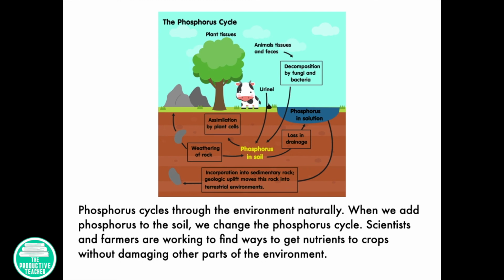Phosphorus cycles through the environment naturally. When we add phosphorus to the soil, we change the phosphorus cycle. Scientists and farmers are working to find ways to get nutrients to crops without damaging other parts of the environment.